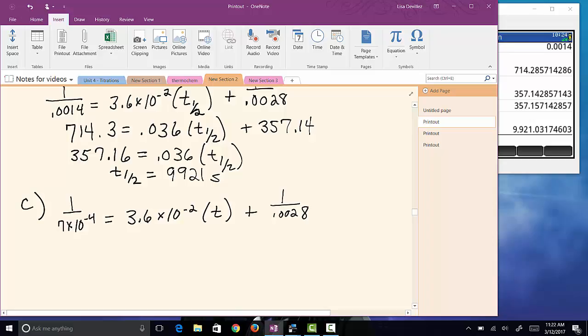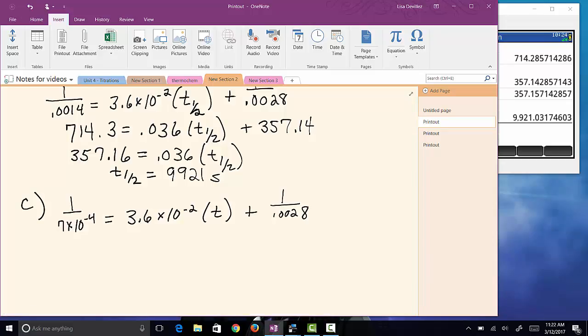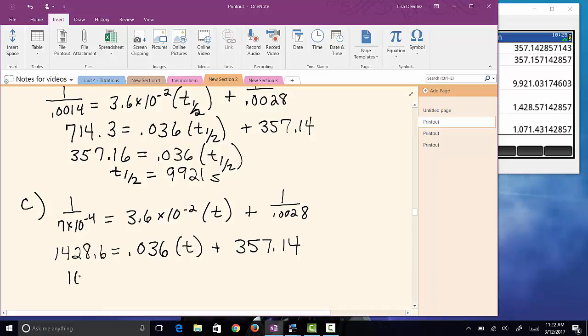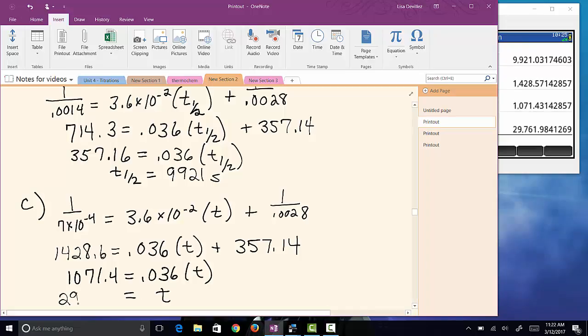And so simplifying that, you get 1 divided by 7 times 10 to the minus 4. So I get 1428.6, and that's 0.036 times time plus 357.14. And that minus 357.14 giving 1071.4. And then my time is that divided by 0.036. So I get a time of 29,762 seconds if I round it to the ones place.